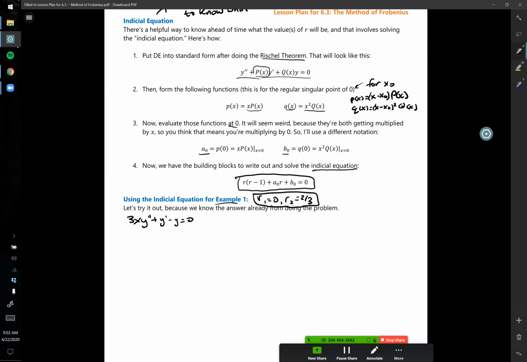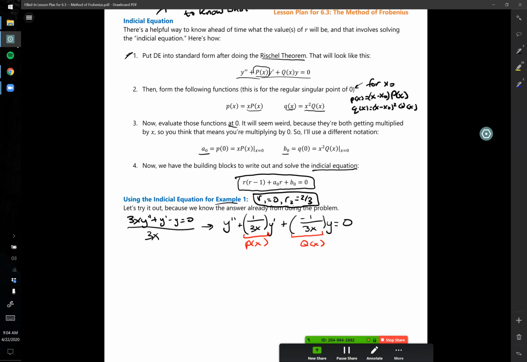Well, let's see. If I do it, the first step is I need to do the Recurrence theorem. So I divide everything by 3x, and that gives me y double prime plus 1 over 3x y prime plus, now notice the Recurrence theorem has to be plus, so I need to include the negative in my q of x, so negative 1 over 3x y equals 0. This helps me know that this right here is my big P of x, and this right here is my big Q of x.